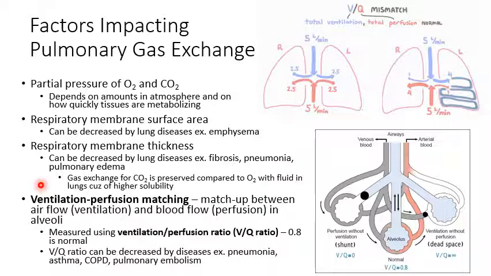Then finally, we have ventilation perfusion matching. This is the factor that your body would actually be regulating actively to maximize the efficiency of gas exchange in the lungs. Ventilation perfusion matching means that the amount of ventilation you have to an alveolus should equal the amount of blood flow or perfusion that you have to that alveolus.